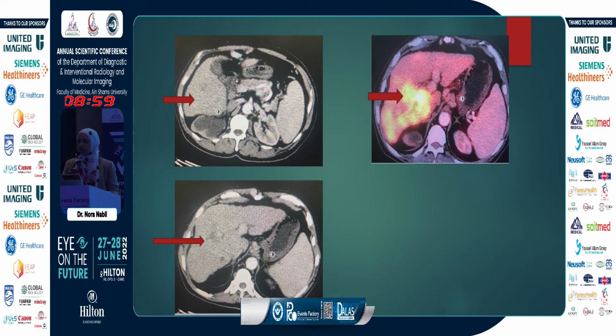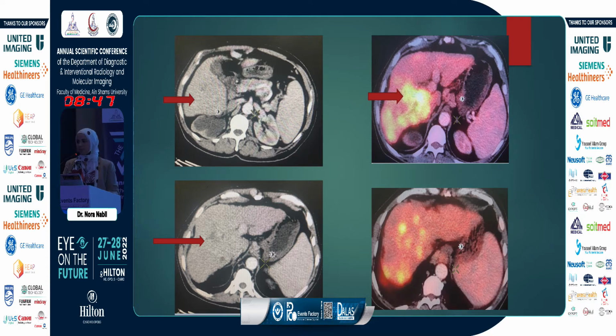Okay, last case to discuss this point of differentiation. We have here a CT of a patient with known liver cirrhosis with multiple hepatic focal lesions proven to be HCC. By PET-CT study, we see here a multicentric HCC which has increased metabolic activity. So here this HCC is poorly differentiated.